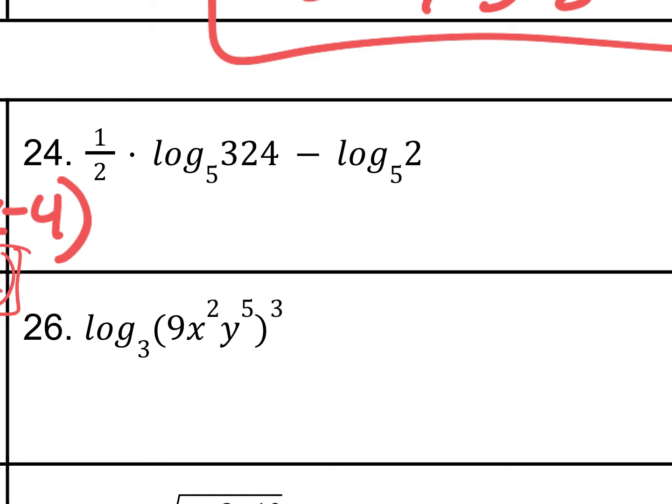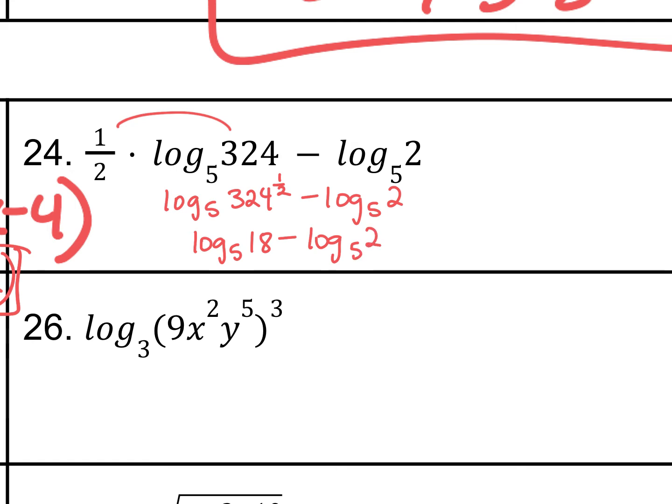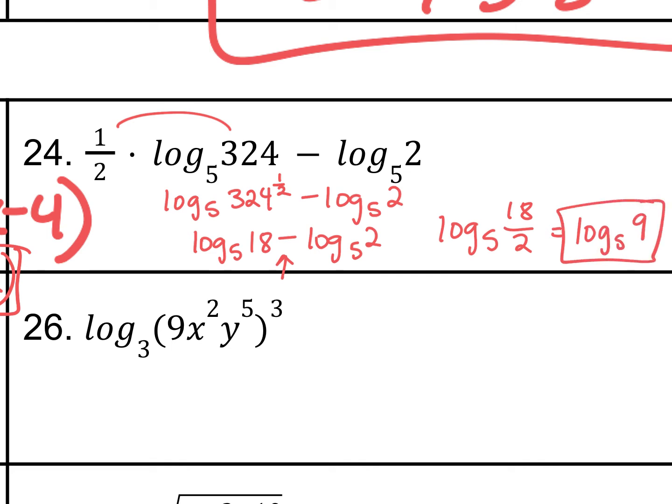Same thing over here. This 1/2 is going to this guy. So log base 5 of 324 to the 1/2 power minus log base 5 of 2. Well, 324 to the 1/2 power, I can type that in, and I get 18. So this is log base 5 of 18 minus log base 5 of 2. Got to get rid of the subtraction sign. I know I changed that to division, so I keep my same base, and I do 18 divided by 2, which I know is log base 5 of 9. Okay, that's it.